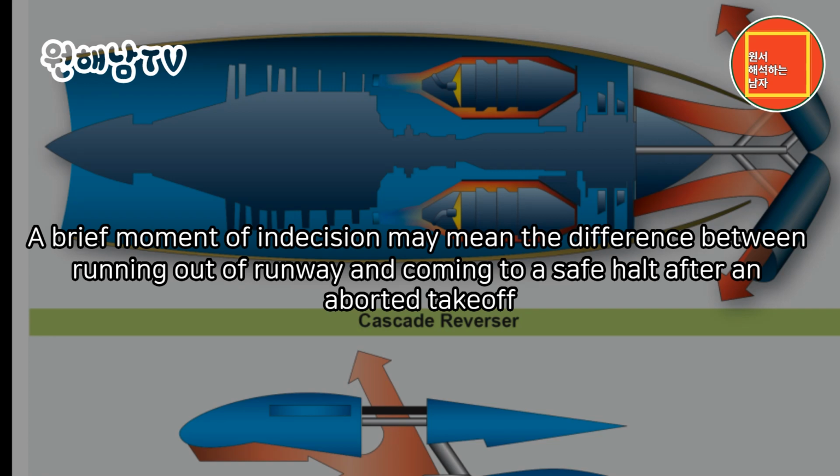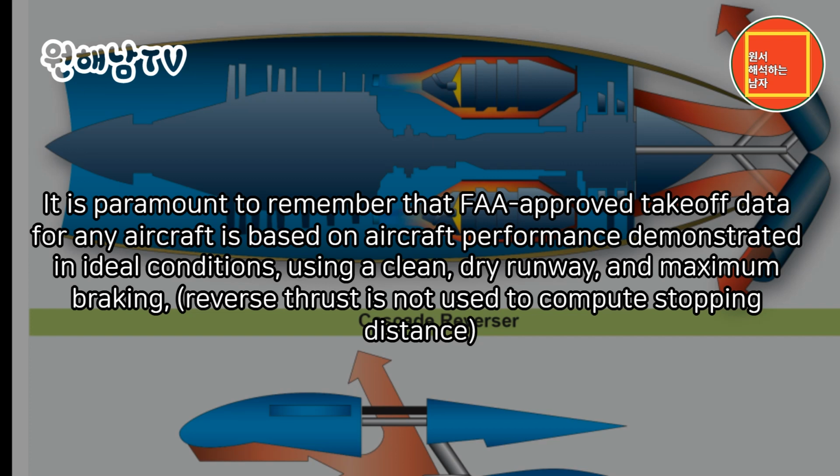after an aborted takeoff. It is paramount to remember that FAA-approved takeoff data for any aircraft is based on aircraft performance demonstrated in ideal conditions. Using a clean, dry runway, and maximum braking, reverse thrust is not used to compute stopping distance.